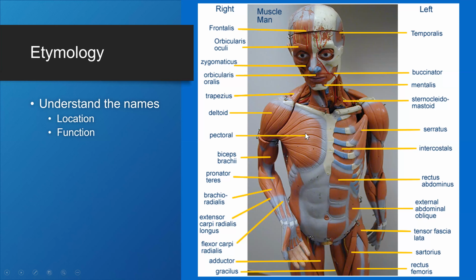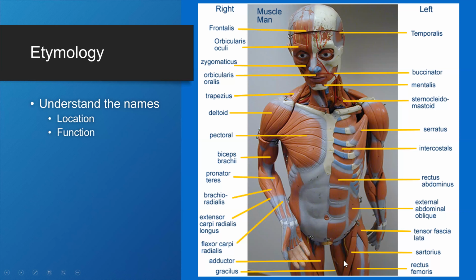Then deep to pectoralis muscle, we have serratus anterior. Between the ribs, we have intercostalis, external and internal. Then in the abdominal region, you have rectus abdominis. On the lateral side of your abdominal region, you have external oblique. Then you will have internal oblique, transversus abdominis. You have flexor fascia lata, that is in your coxal region.